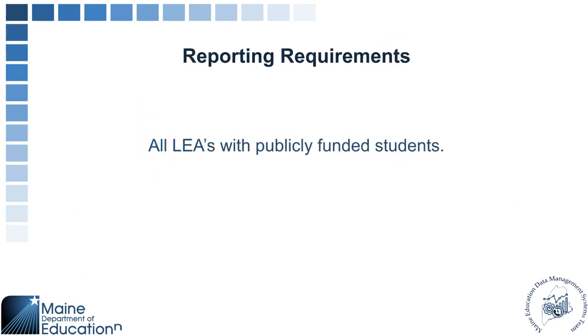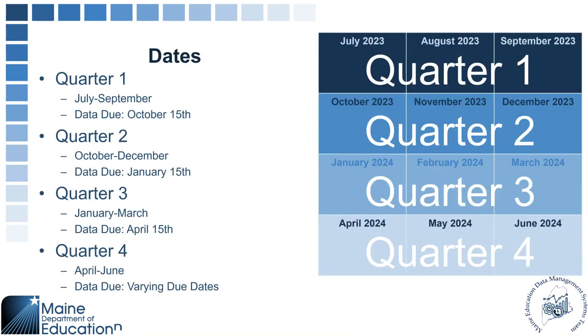All LEAs with publicly funded students are required to report for quarterly reporting. Quarterly reporting runs each quarter of the Maine DOE school year. The school year for DOE starts on July 1st and runs through September 30th. That report is due on October 15th. That's the first round that will be coming due soon.